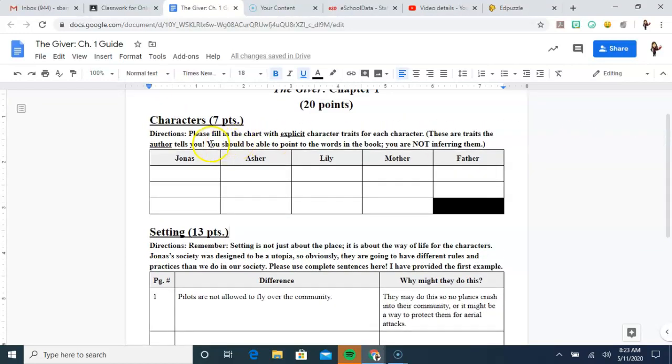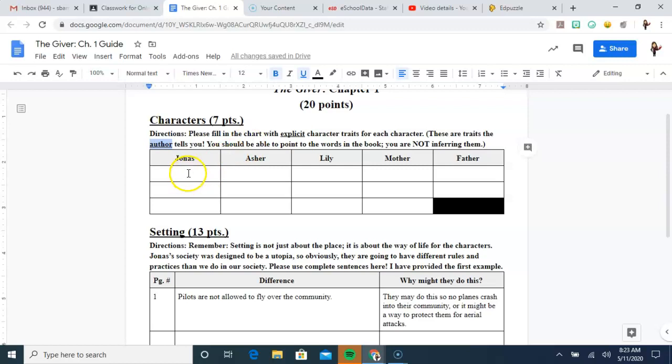So this character chart, you are going to fill the chart with explicit character traits for each character. Please remember again that these are traits the author tells you. So you should actually be able to pick up the book, take your finger or a pencil and point to that word or phrase that describes the character. You are not inferring or guessing those, okay? You should actually be able to find them on the page in the author's writing.